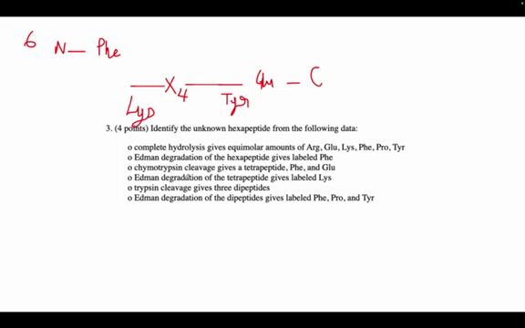Trypsin cleavage gives 3 dipeptides. And Edman degradation of the dipeptides gives labeled phenylalanine, proline, and tyrosine.